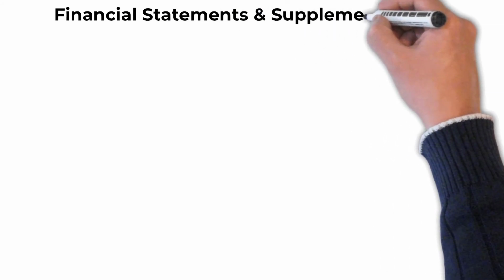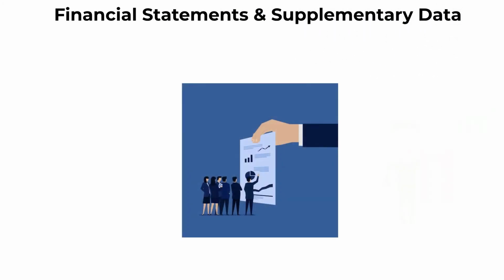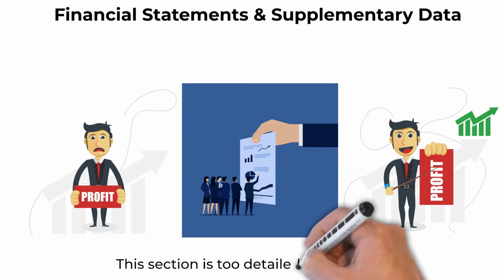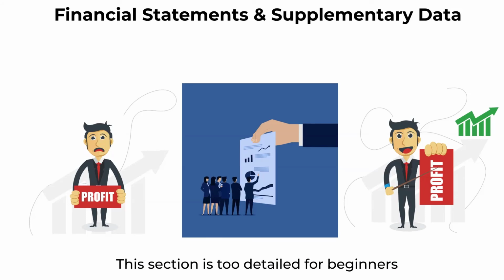The financial statements and supplementary data section of an annual report gives extremely detailed information about how the company made money, as well as what the company owns and what it owes. This section is way too detailed for beginning investors, so new investors should stick to the selected financial information section I mentioned earlier.